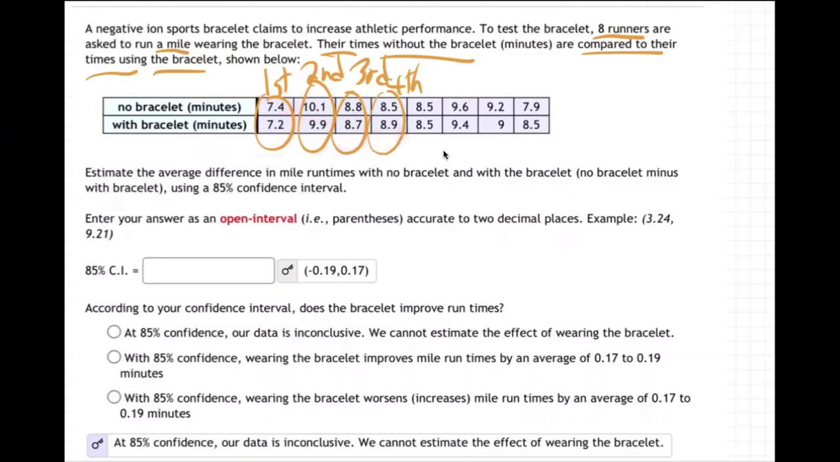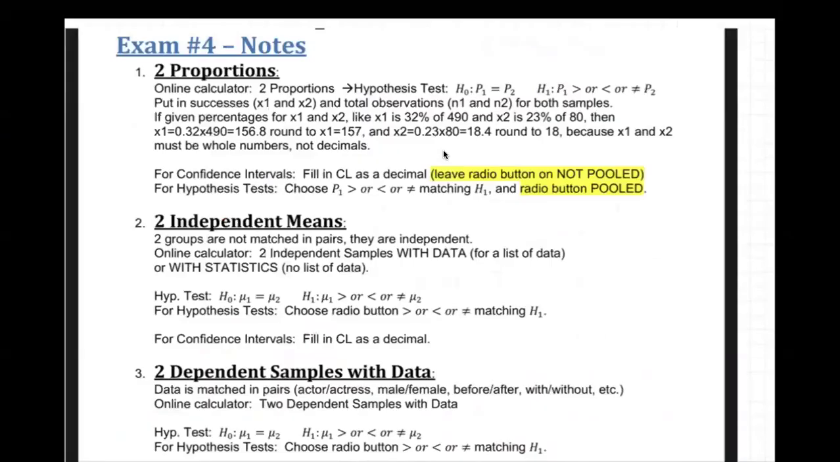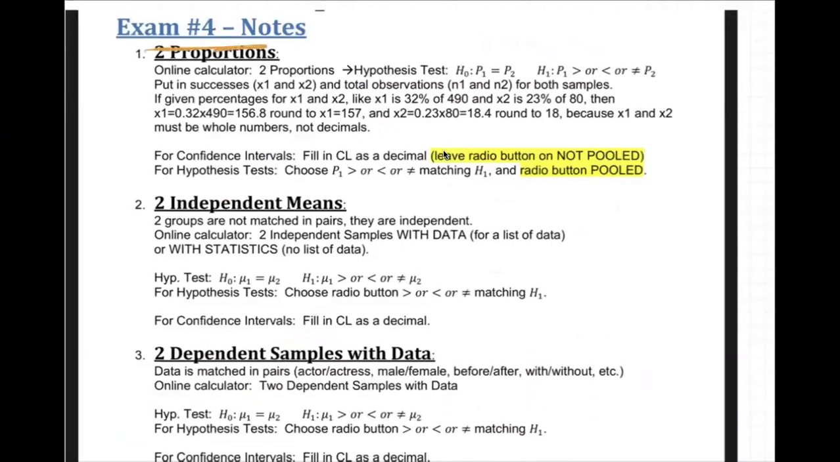So anyway, this is like the fifth person here, sixth, seventh, and eighth person. So there's 8 runners, and they all ran twice. They ran the mile with no bracelet at the top and then with the bracelet on the bottom. So the point of this is, if we go back to the notes, let me show you the notes back here. Here's the exam 4 notes.